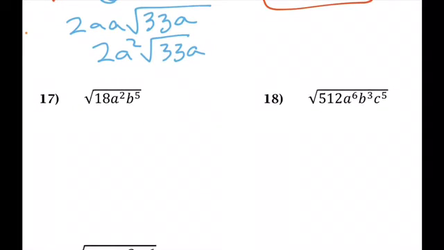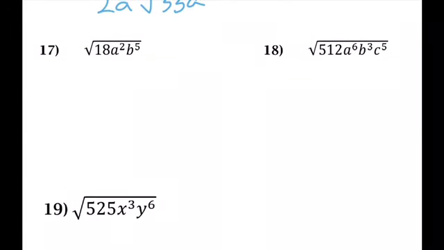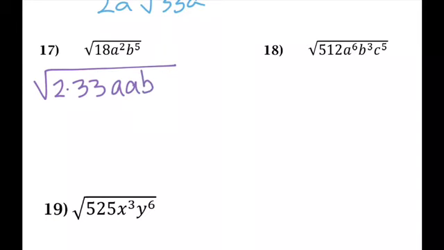Okay, now with 17 and 18 and 19, we have multiple variables. Good news is it works exactly the same way. So I'll do the first one with you, and then you're going to try the next two. So 17, 18 is 2 times 9, and a to the 2nd, b to the 5th.